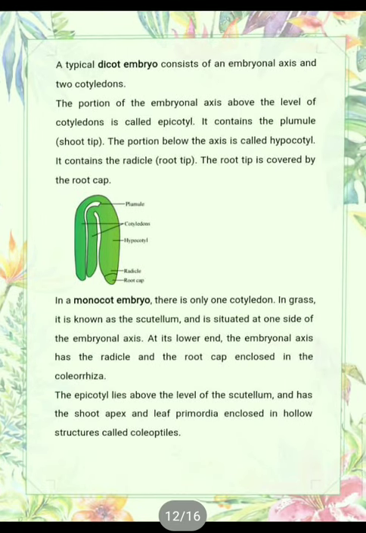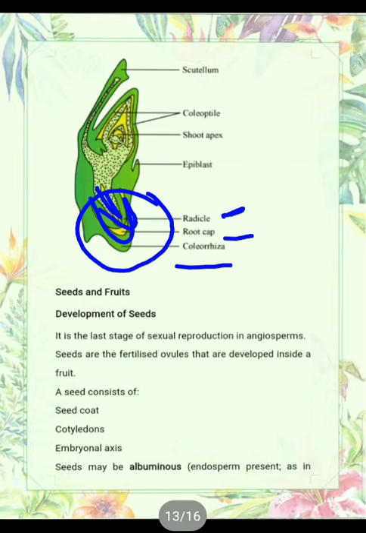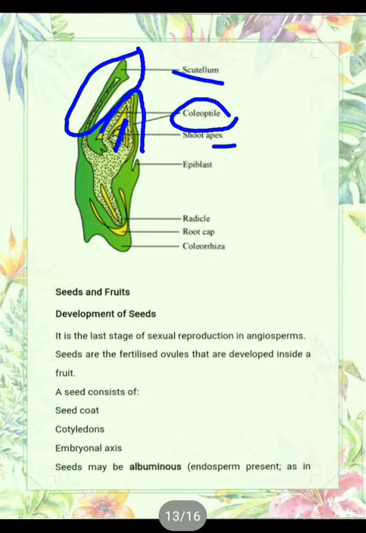Here at the lower end, the embryonal axis has the radicle and the root cap enclosed in coleorhiza. See in this diagram, this one is the radicle and the radicle is covered by root cap, and finally it is covered by coleorhiza. This is on the lower side, and on the upper side there is the shoot apex, which is covered with the coleoptile. So this is very important. In the diagram of the monocot embryo, this one is the scutellum, which is actually the cotyledon. This is the radicle, covered by root cap and further by coleorhiza, and this one is the shoot apex, which is covered by coleoptile.